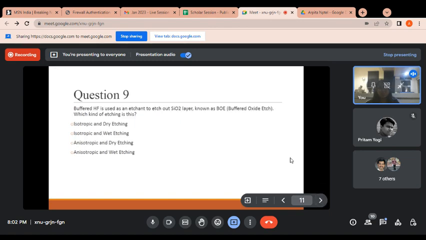So we are moving towards our next question, question number 9. Buffer HF is used as an etchant to etch out a silicon dioxide layer, known as BOE, buffer oxide etchant. Which kind of etching is this? Isotropic and dry etching, isotropic and wet etching, anisotropic and dry etching, or anisotropic and wet etching? Please unmute yourself and try to give the answer. Okay, Preetham, option B. Anyone else?